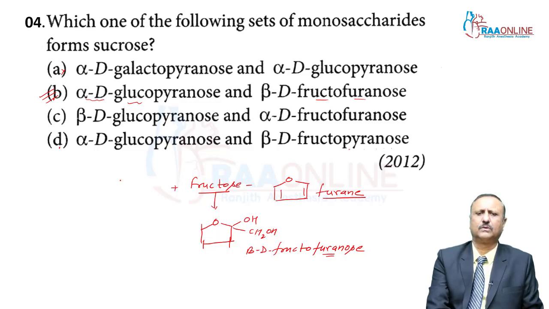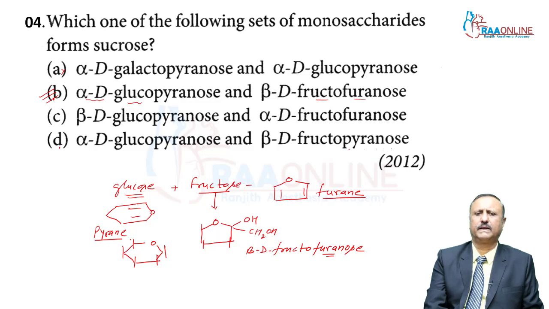And in glucose, when you see glucose, it is formed by the pyranose ring. This 6-membered ring is called pyran. So a pyran structure is present in glucose, and this type of structure is present in pyranose. So it is called alpha D glucopyranose. Here my dear students, you can easily go to the answer B, from the 2012 NEET paper.